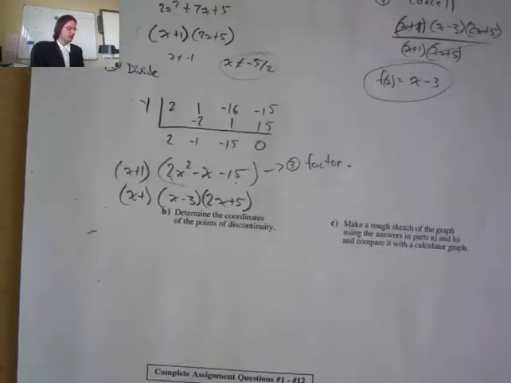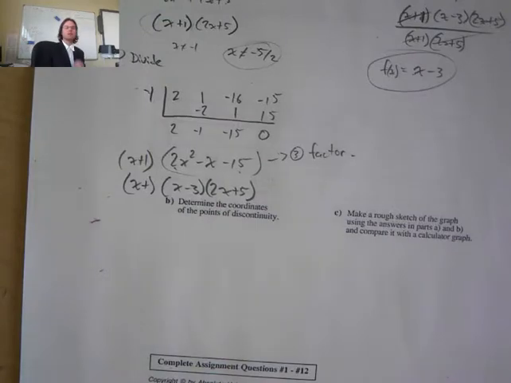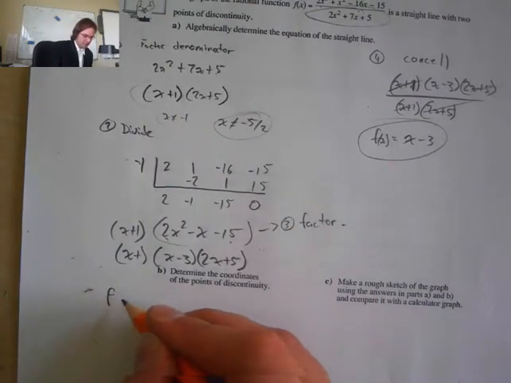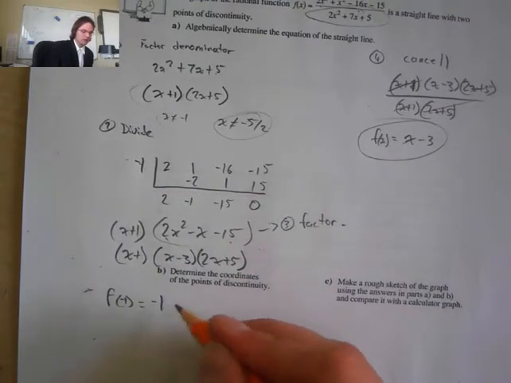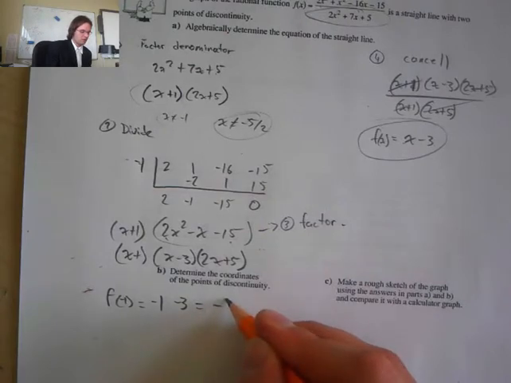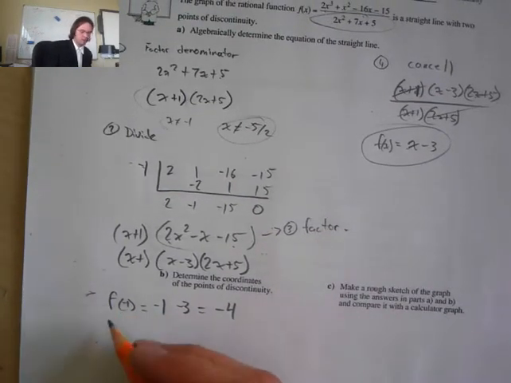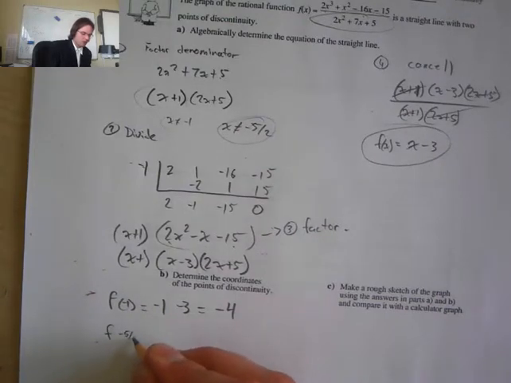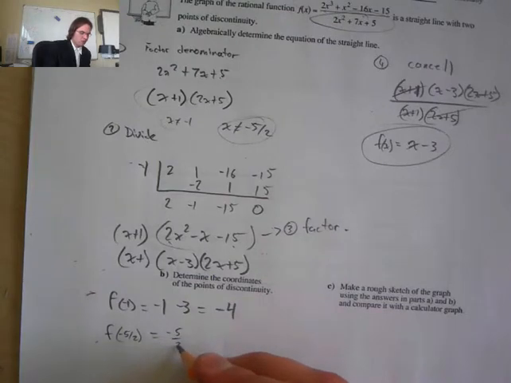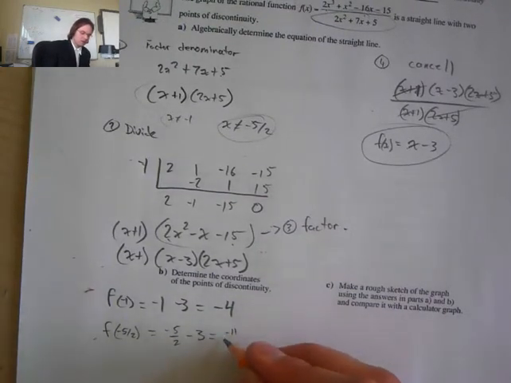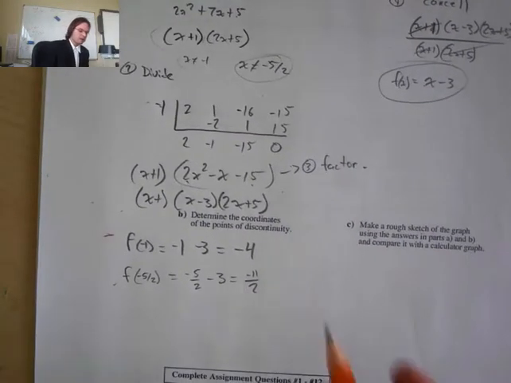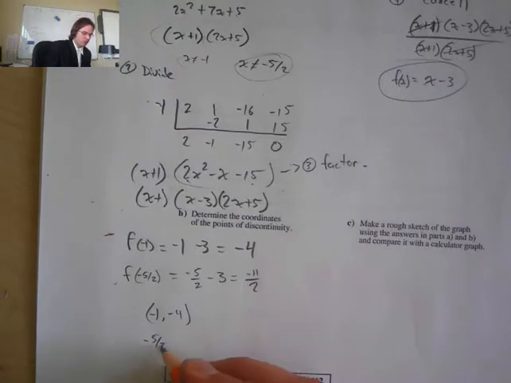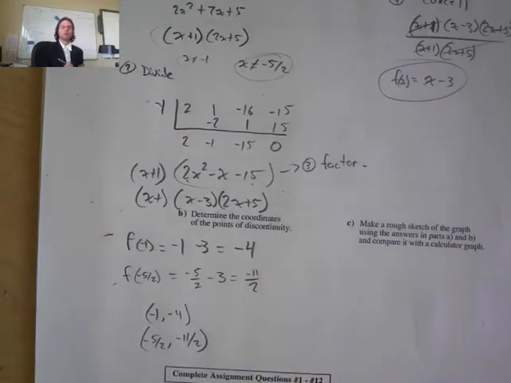Okay? Now, part B is determine the coordinates of the points of discontinuity. So now we want all the coordinates of the points of discontinuity. The first one is at negative 1. So f of negative 1 is equal to negative 1 minus 3, which is going to be equal to negative 4. Okay? My next one is at negative 5 over 2. So f of negative 5 over 2 should give me negative 5 over 2 minus 3, which is going to give me negative 11 over 2. Okay?